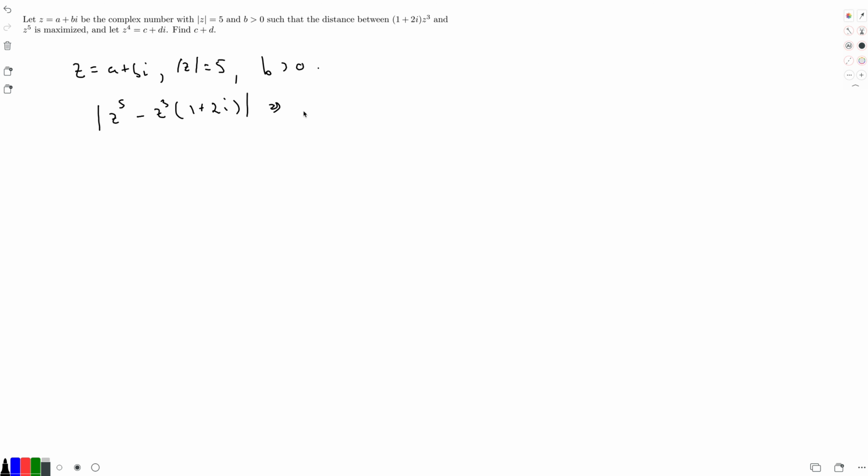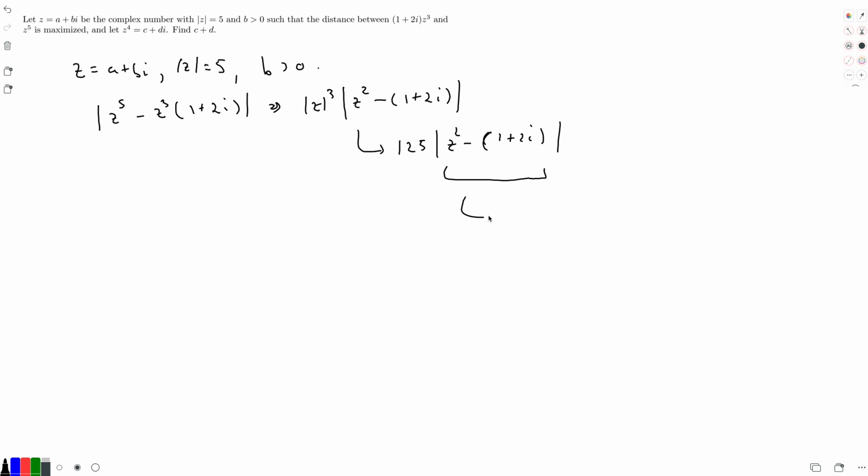Well, first we can factor out the modulus of z cubed, and then we get z squared minus (1 plus 2i). Now we can simplify this a little bit because we know that the modulus of z is equal to 5, so the modulus of z cubed is 125. So this is just 125 times the modulus of z squared minus (1 plus 2i). Hence it suffices to maximize the modulus, the distance of this.